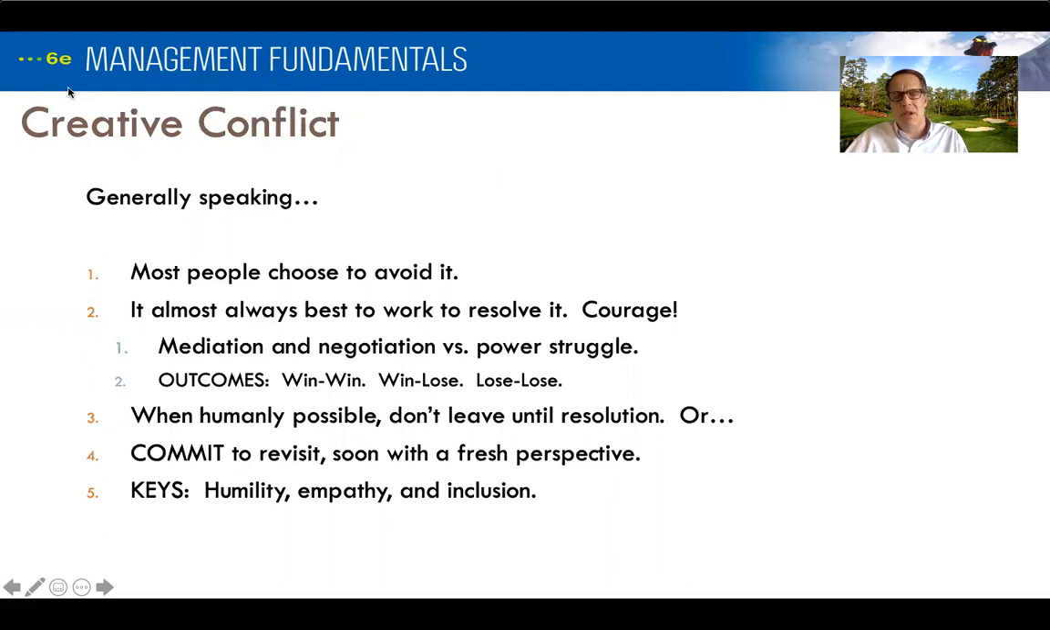And ultimately, as I mentioned, on the other side of the continuum, you don't want it to be a lose-lose where nobody wins. So don't leave until there's resolution. If you're in a meeting, if you will, or you're with your group, ideally you want to try to resolve things if it's humanly possible. There are times it's better to disperse and come back, but ultimately make sure if you do that, you do come back. And then ultimately keys: humility, empathy, and inclusion.